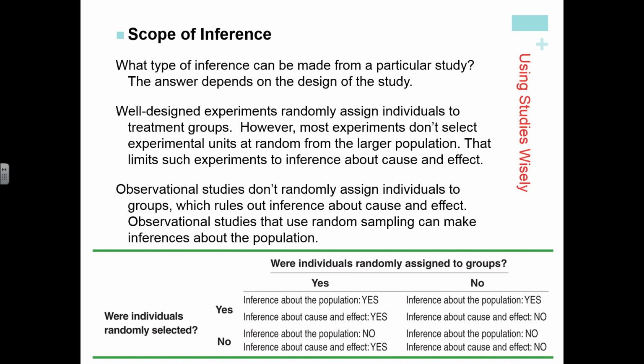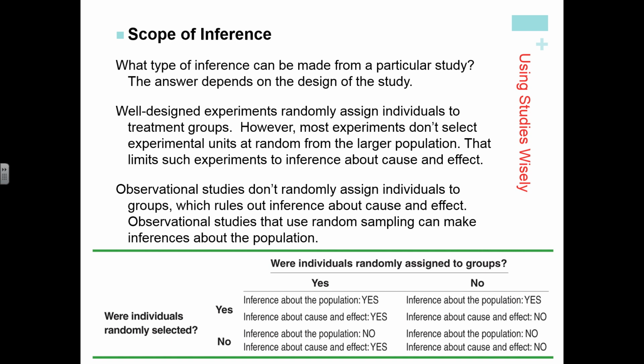If you randomly select the individuals but you don't randomly group them, then you can make inference on population, but you can't make inference on cause and effect. Now, if you do not randomly select your individuals but you still use random grouping, well, then you cannot make inference on the population, but you can make inference on cause and effect.